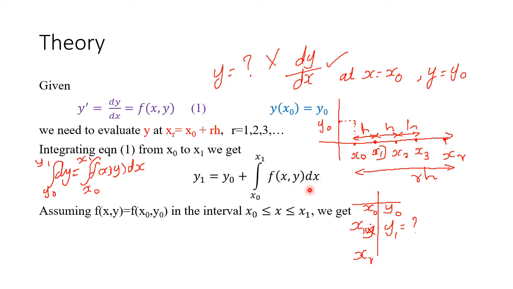So the assumption is this: if you are considering a very small change in the independent variable x, that means if you are considering x0 to x1, a change from x0 to x1, and if this distance is really small, you can consider that the function is constant in that interval, and that is the assumption. Fine. So with this assumption, we can find out the integral.